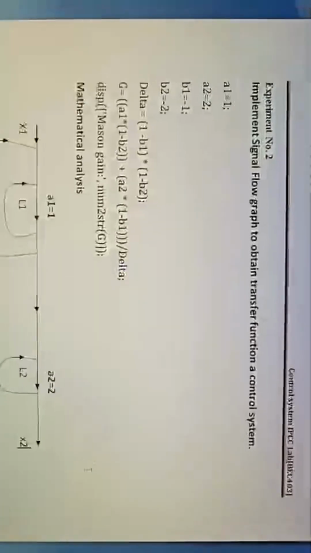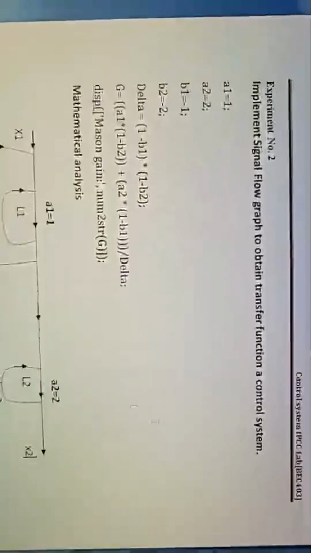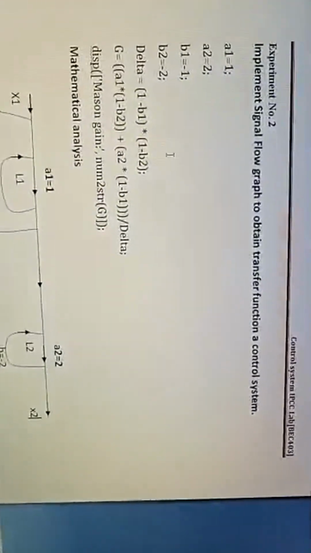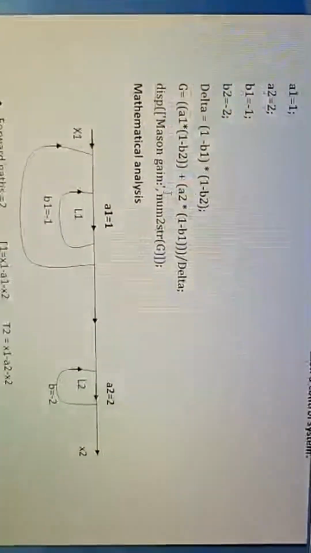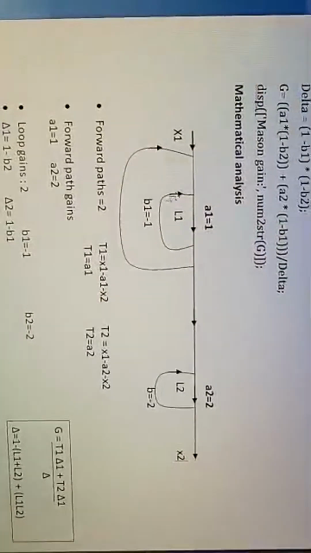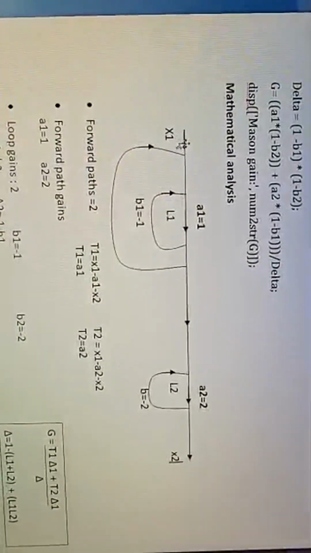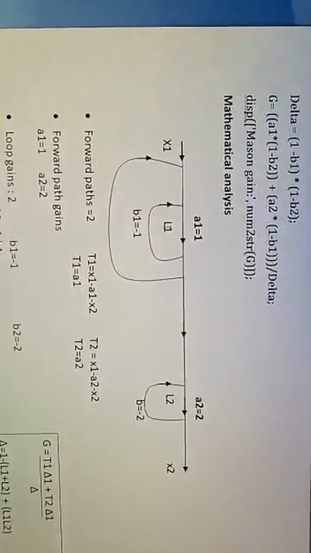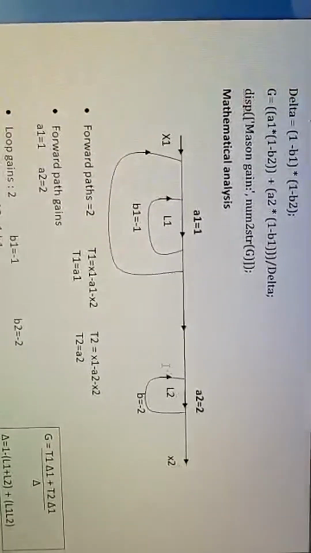The implementation of signal flow to obtain the transfer function of a control system. So we'll explain line by line the MATLAB code along with the mathematical explanation. First, we'll consider a diagram like this. First, here is a forward path, one forward path followed by individual loop 1 and loop 2, right?